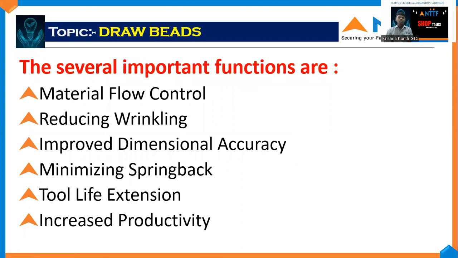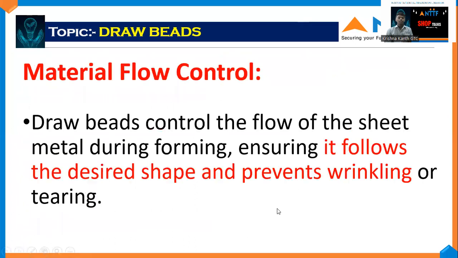Let us know several important functions of drawbits: material flow control, reducing wrinkling, improve dimensional accuracy, minimizing spring back, tool life extension, increased productivity. Let us see step by step. Material flow control. Drawbits control the material flow during forming or drawing operation. It follows the desired shape and prevents from wrinkling or tearing defects.